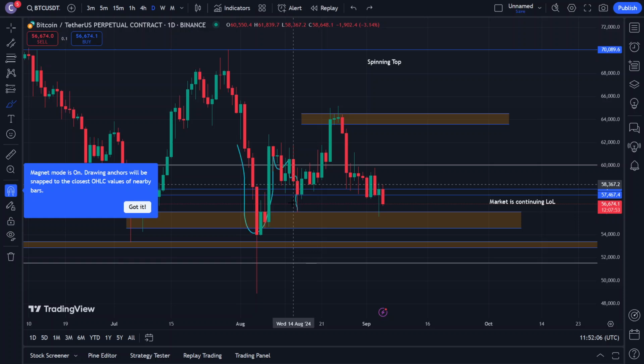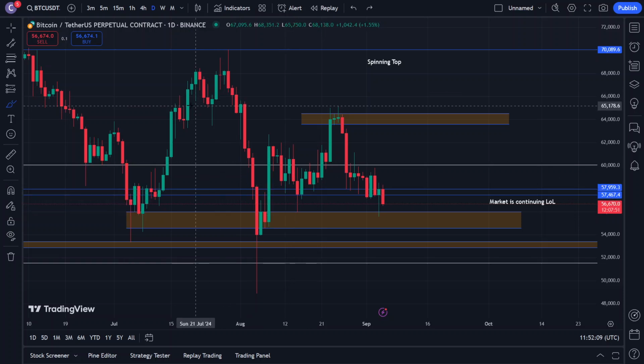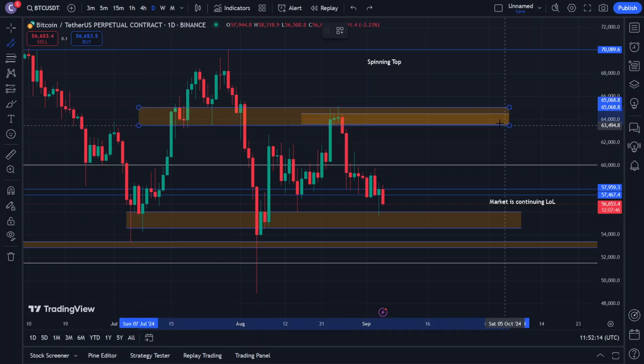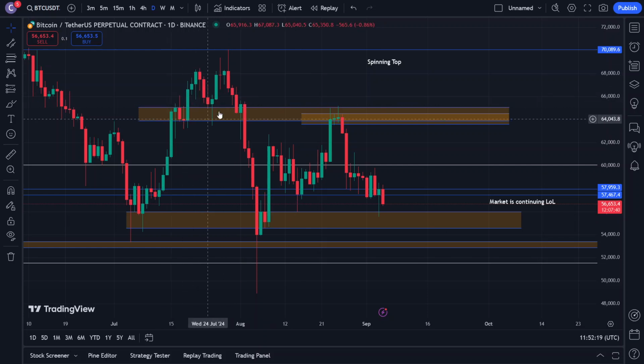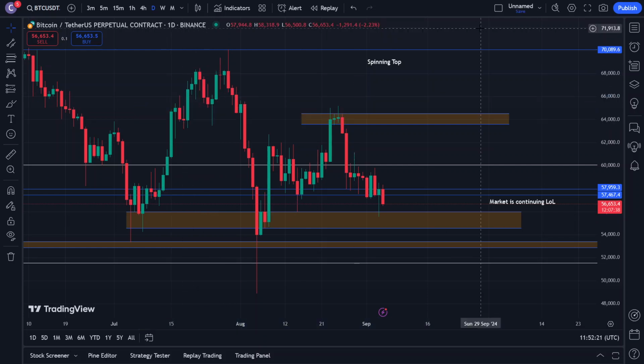Over here there was one more demand and supply area, but I haven't drawn it because I don't want my graph to look sketchy. When it reached this demand and supply area, it gave bearish pressure. Then it went down and came all the way to retrace the supply area.